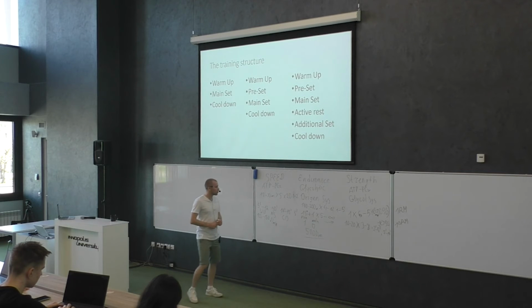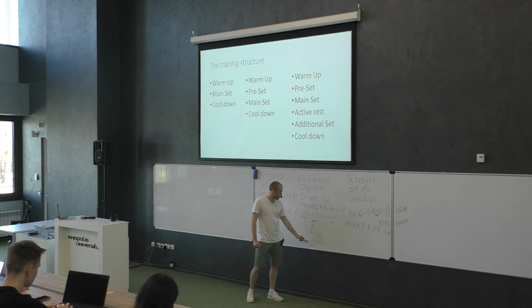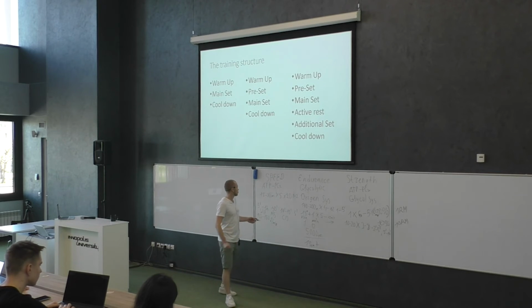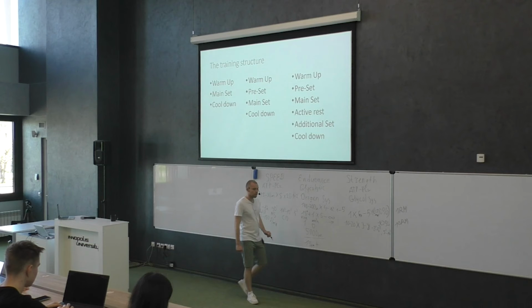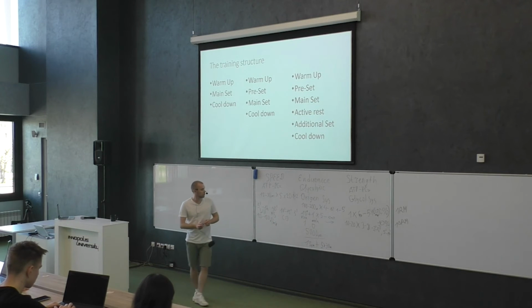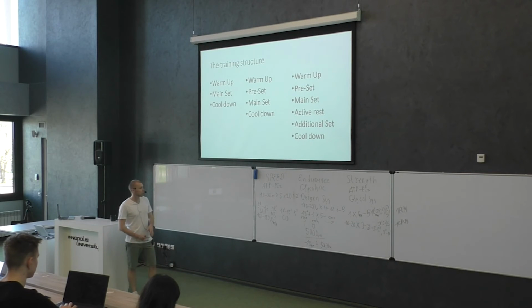For example, you can do 15 kilometers running. It will be the main set, oxygen training, and also at the end of the training you can do, for example, 5 sprints to tone your speed ability. I think that's all about this part, about this training structure.